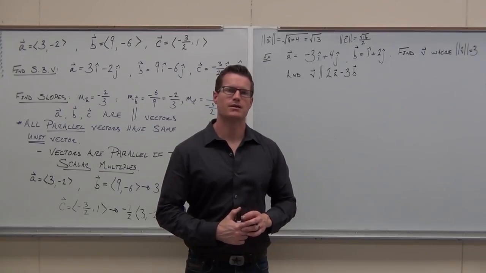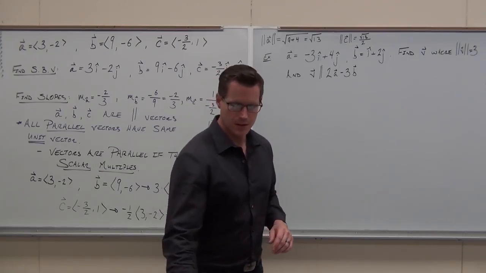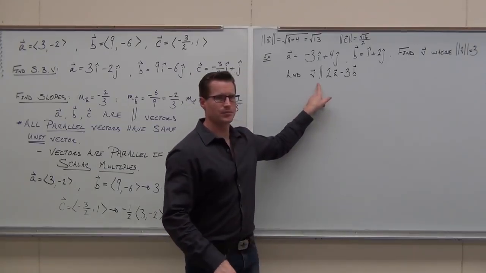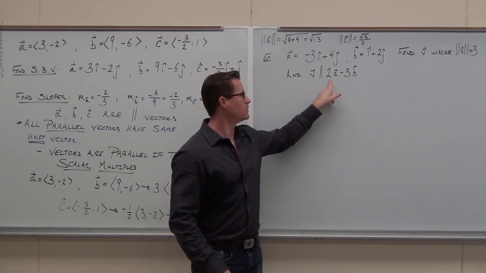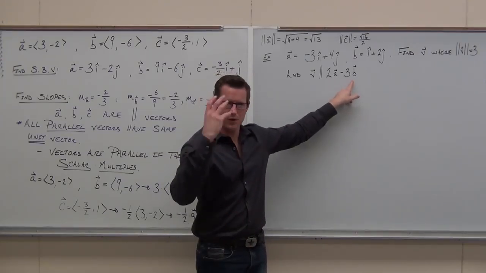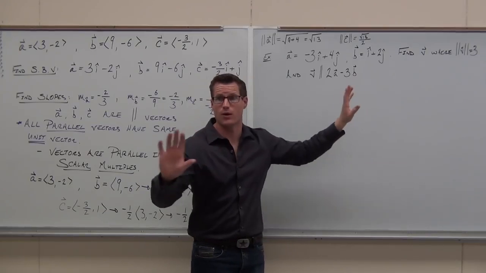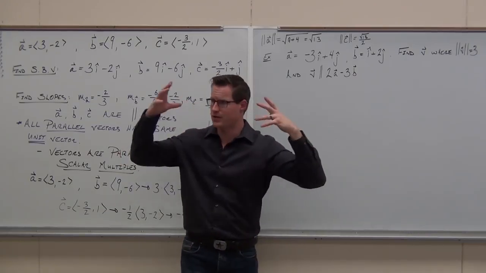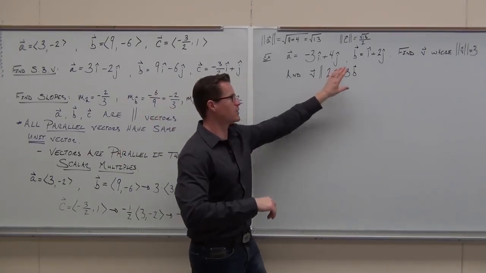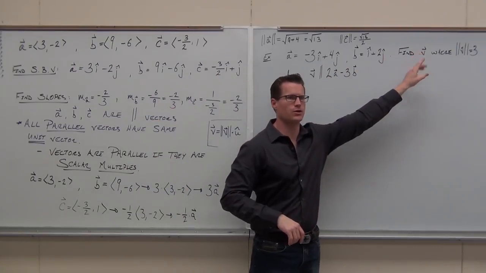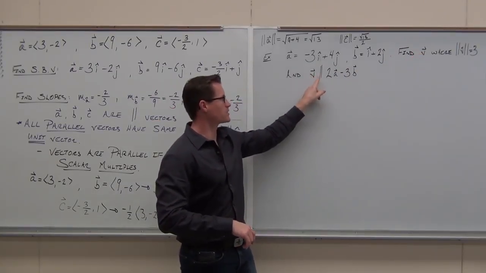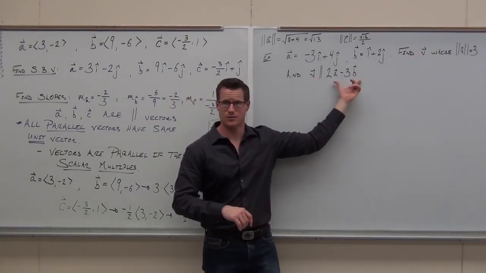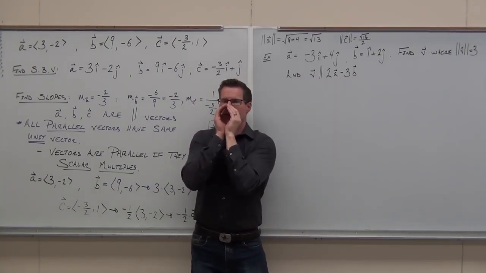We want something that's parallel to this. Follow the thought process, because I know it's new. It's not hard, but it's new. It's weird because you have to think about it, okay? We want a vector. Don't start with magnitude. That's the last thing we're going to do. We want a vector that's parallel to another vector. How do you know when two vectors are parallel?